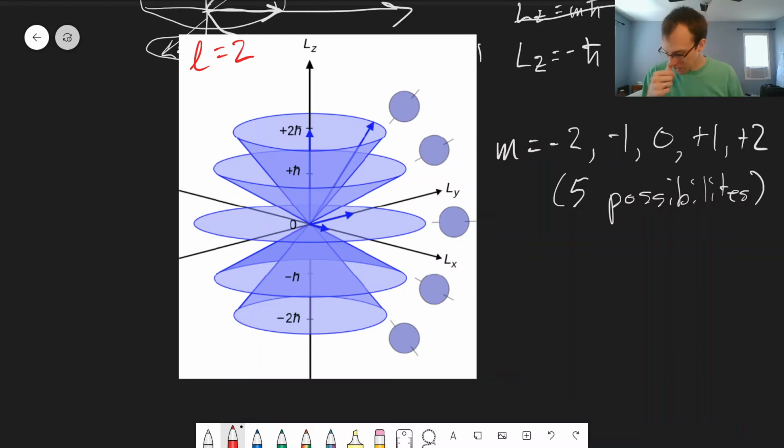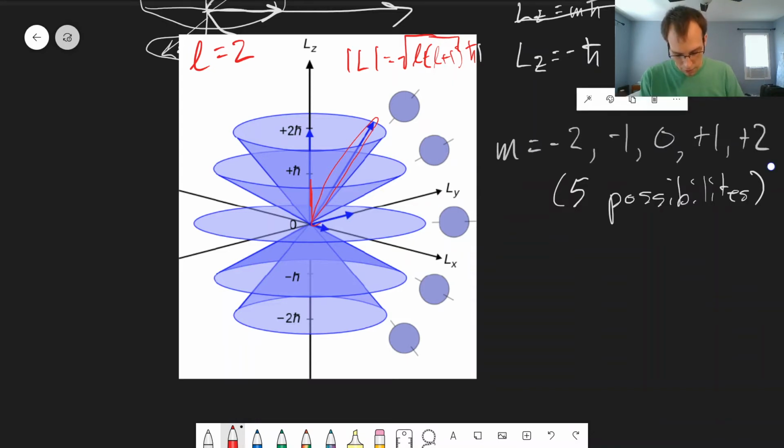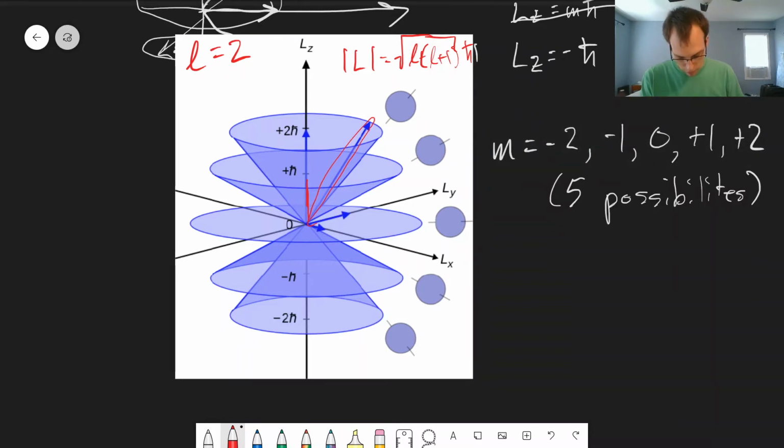So we know how long this arrow is right here, and this is given by our absolute value of L, which again was equal to the square root of L times L plus 1 times h bar. And the other thing we know is how far this points along the z-axis. That's represented here by these arrows, and those are different for each of our different m quantum numbers.